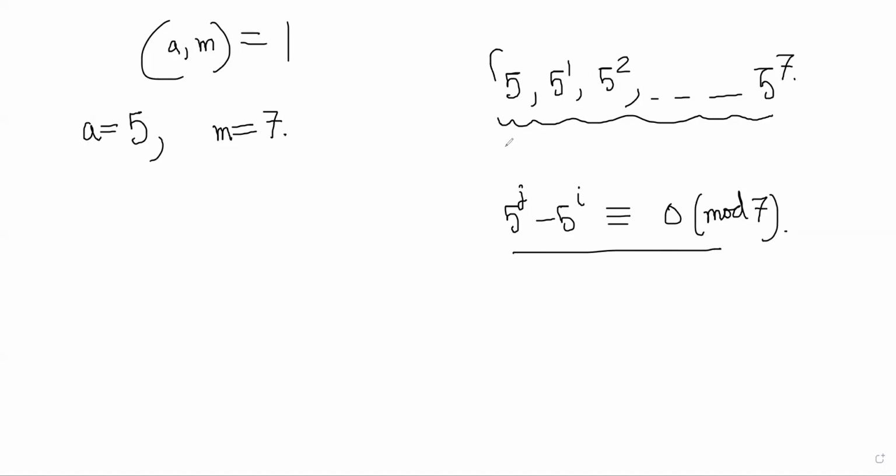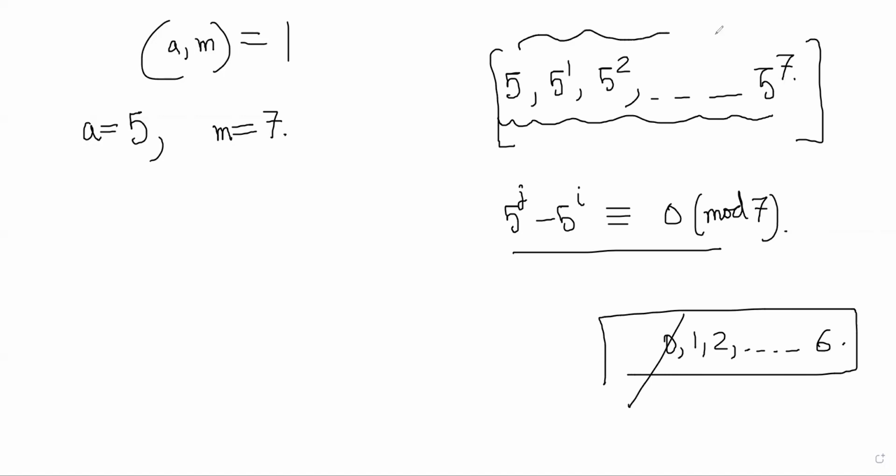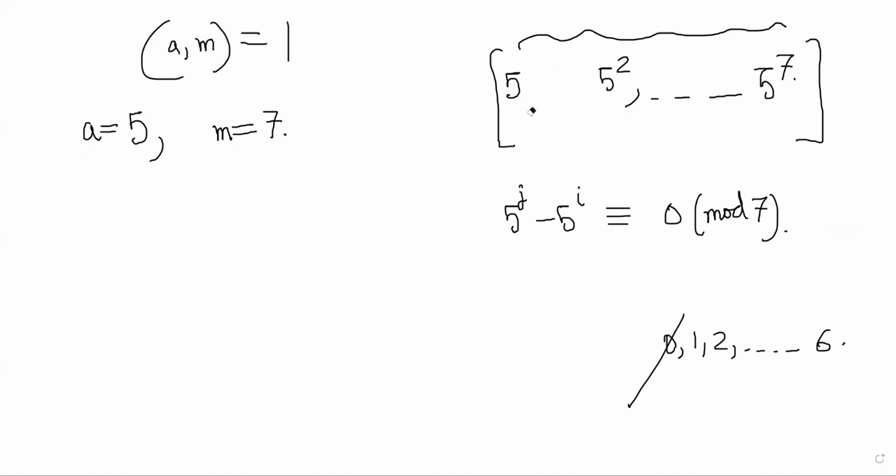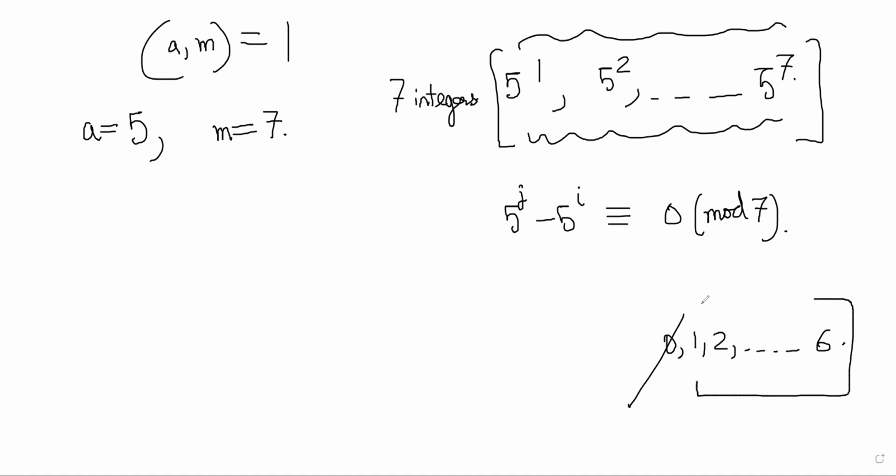Why? Because you have 7 of these powers. The remainders are from 0, 1, 2 till 6. But actually, 0 is not there in any of these. So here, I have made a mistake. I should not have written 5 power 0 here. So it starts off with 5 power 1 and 5 power 2. So if you think of this set, there are 7 integers here, and there are only 6 possible remainders. Why are there only 6 possible remainders?